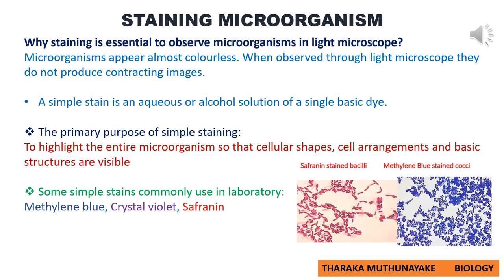Some simple stains commonly used in our labs are methylene blue. It's a blue color dye. Second one is crystal violet. As the name implies, it is violet in color. Then safranin. Safranin is red in color. These stains stain the cell walls of bacteria. Methylene blue stains the cell walls of bacteria in blue color. Crystal violet binds to the peptidoglycan cell wall and stains cell walls in purple color. Safranin stains in red color.